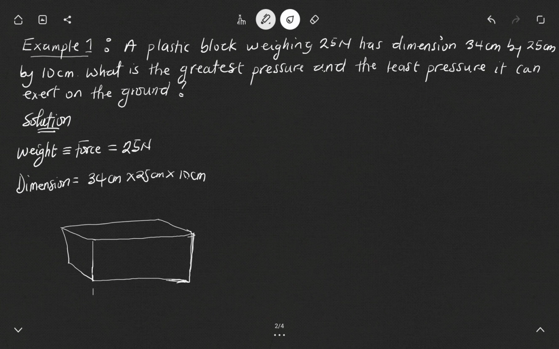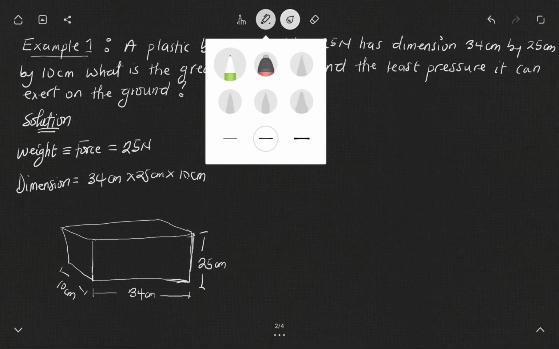Okay, so I'm going to use this side over here. Since it's the longer side, I'm going to give that the 34 centimeters. Okay, so I'm going to give the height over here the 25 centimeters, and then I'm going to give the width over here the 10 centimeters. Okay, now if we look at this particular block, we realize that we can have quite a couple of areas for this particular block. So let me denote that with a different color.